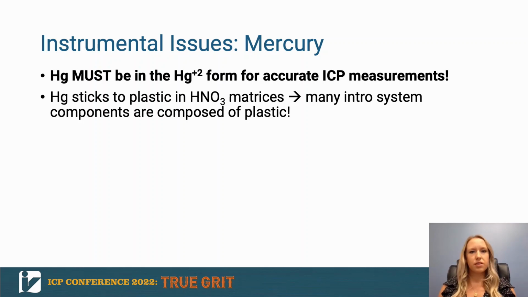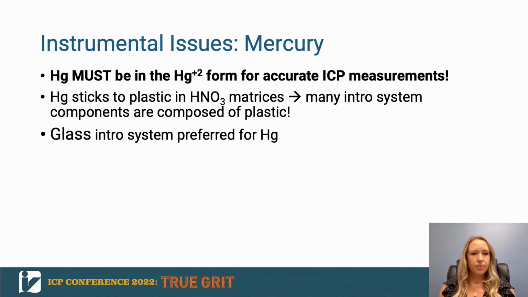So many of your intro system components are going to be plastic: your tubing, your connectors, potentially your nebulizer and spray chamber, depending on what type of intro system you have. So you want to make sure to keep that in mind if you do have mercury in a nitric acid matrix, that it is going to stick to the plastic components. So we do recommend using as much glass components as you can for mercury analysis if you are using a nitric acid matrix, as this won't be an issue for glass components.